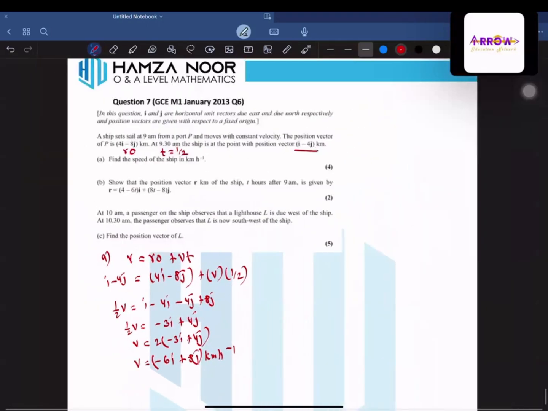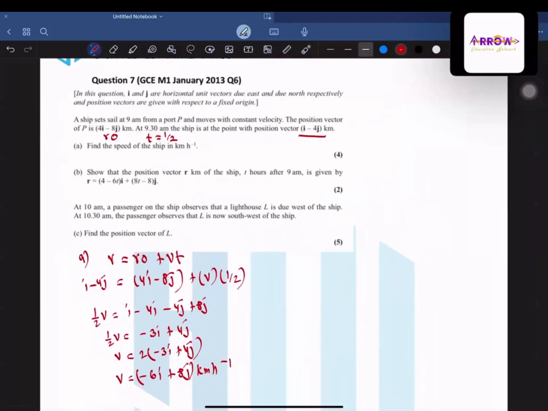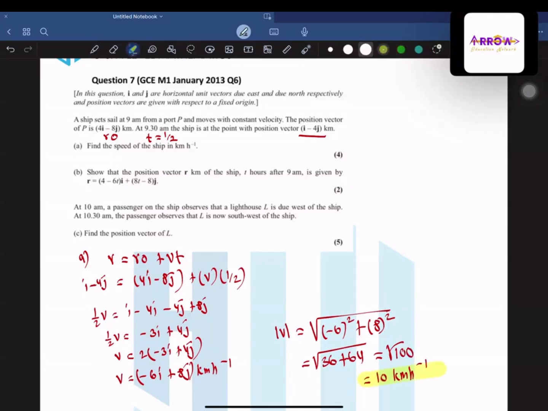And what we need to do is find the magnitude so we can tell the speed. The magnitude of the velocity vector is the square root of (minus 6) squared plus 8 squared. So the square root of 36 plus 64, meaning the square root of 100, which is 10 kilometers per hour. This is the required speed which you need to find.